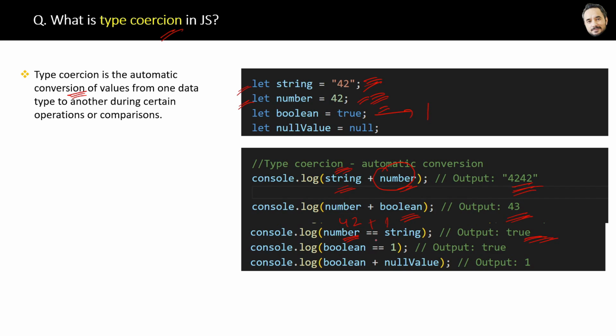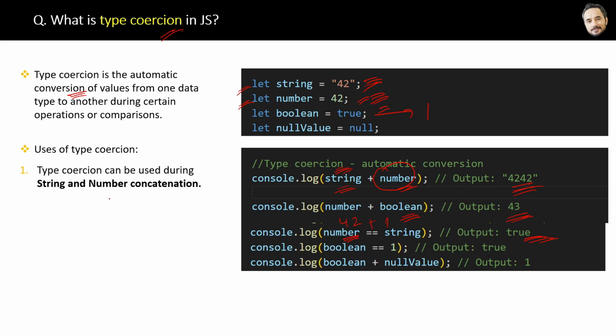Now the question is, what are the uses of type coercion in real applications? First use is, type coercion can be used during string and number concatenation. Second is, type coercion can be used while using comparison operators. That's it.